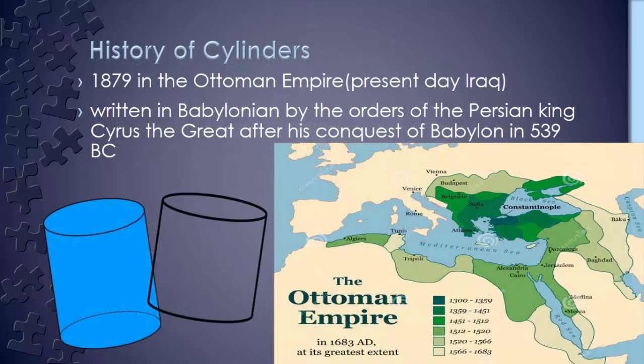The first scrolls regarding cylinders were dug up in 1879 in the Ottoman Empire, or present-day Iraq. The scrolls were written in Babylonian by the orders of the Persian king Cyrus the Great, which we think happened around 539 BC. Now that we have this overview, let's go over what a cylinder looks like.